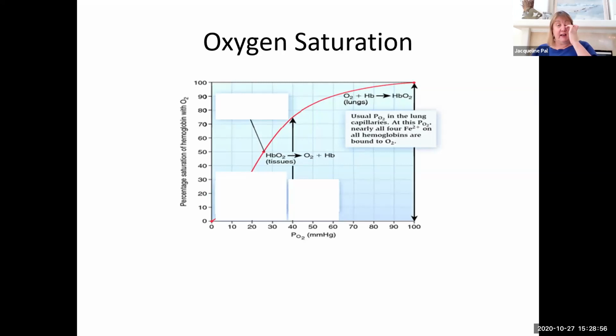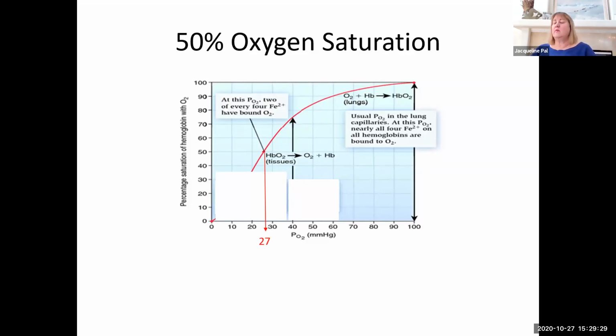Let's look at a curve that actually has numbers on both axes. I'm going to talk about different things, but first let's talk about oxygen saturation. As I said, if we look at the far right part where we've got a PO2 of 100 in our alveoli, what we can see is nearly all four of the irons on all the heme molecules attached to the globins are bound to oxygen. We have near 100% saturation going on.